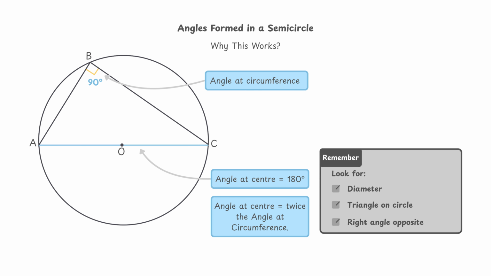Now let's lock in what you should always look for in exams. First, check if there is a diameter. That is your starting clue. Second, look for a triangle drawn on the circle. One vertex must lie on the circumference. Third, identify the angle opposite the diameter. That is the angle that will always be 90 degrees. If you can spot these three features quickly, you are in a very strong position.